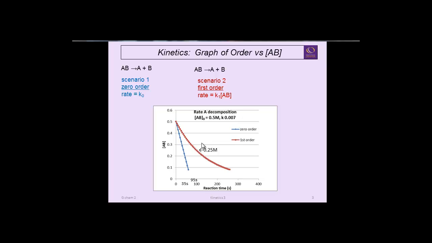So after about 95 seconds on this graph, if you had the same rate constant, in this case now the units is per second, but if you hold that same rate constant and you start at the same 0.5 molarity, then it's going to start decomposing, and you'll get to about 0.25 molar concentration in about 95 seconds.